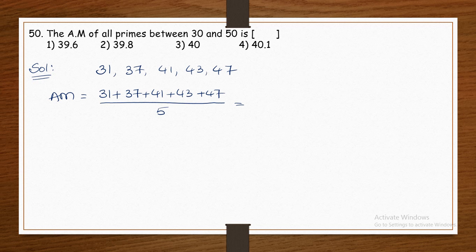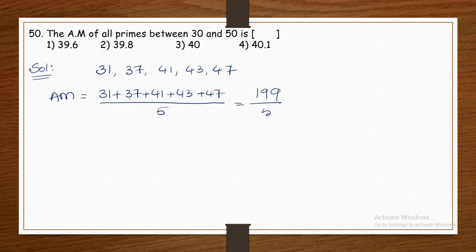Now on simplification, so 7 plus 3 is 10, 10 plus 1 is 11, 11 plus 7 is 18, plus 1 is 19. So we are going to have 9 here. So 1 will be carried. So 4 3s are 12, 12 plus 6 is 18, plus 1 is 19.